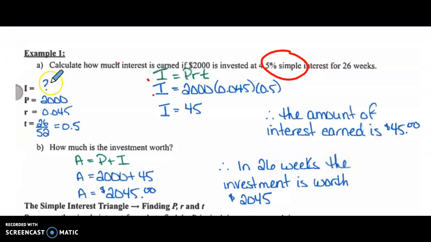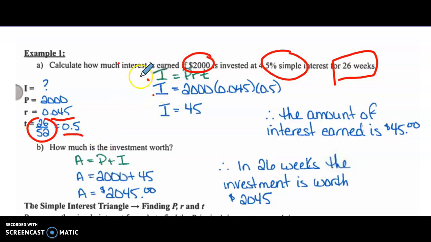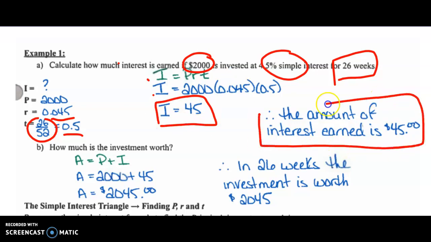And if you do that here, you don't know I, okay, because that's what we're trying to find. Simple interest rate is 4.5%, so we change the decimal right here, 0.045. The principal or the amount is $2,000 and the time is 26 weeks. When you divide that by 52 weeks in a year, you figure out that's half a year. Take those numbers, jam them into this equation, throw this into a calculator, and you get 45 as your interest earned. So the amount of interest earned is $45.